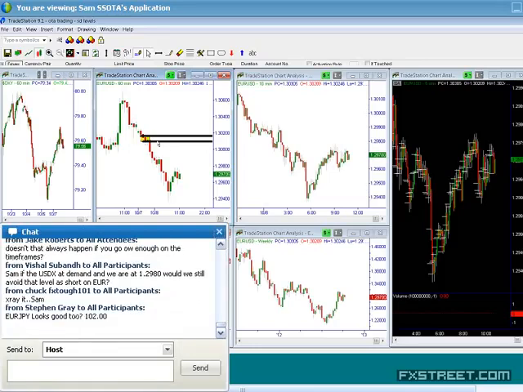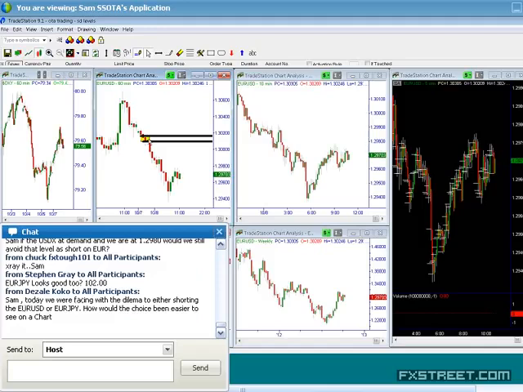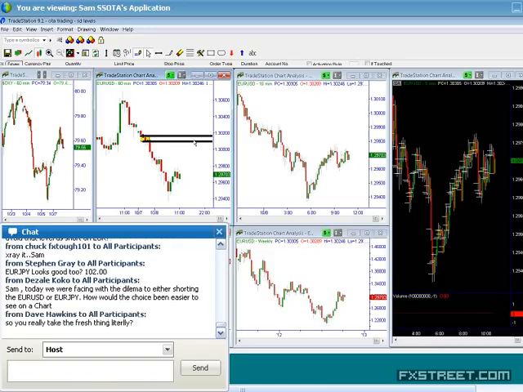And, again, strong drop away from the area, very little time spent at the area. Notice how far price moved away from the area before potentially returning back to the area.